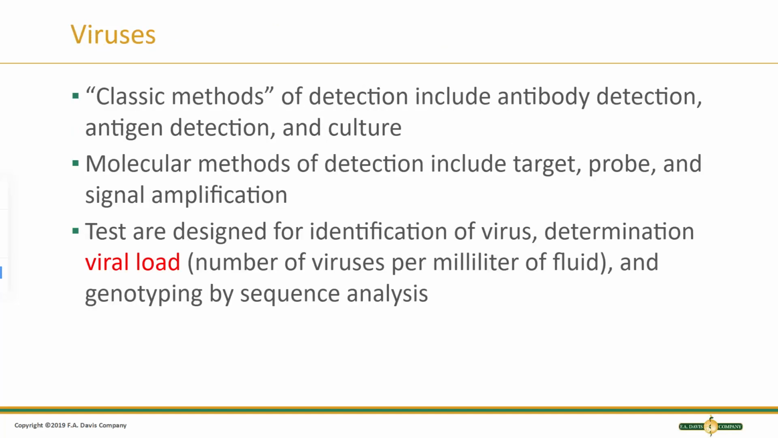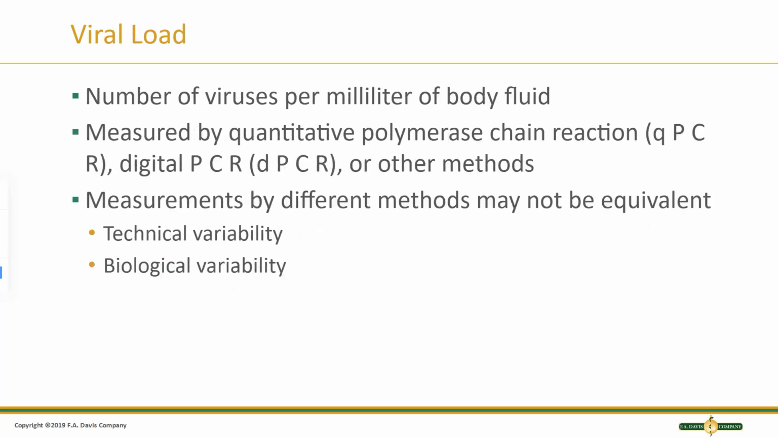Viruses: the classic methods of detection include antibody detection, antigen detection, and culture. Molecular methods of detection include target, probe, and signal amplification. Tests are designed for identification of viruses, the determination of viral load, or the number of viruses per milliliter of fluid, and genotyping by sequence analysis. The viral load is the number of viruses per milliliter of body fluid. It's measured by quantitative polymerase chain reaction, or qPCR, digital PCR, or other methods. Measurements by different methods may not be equivalent due to technical variability and biological variability.